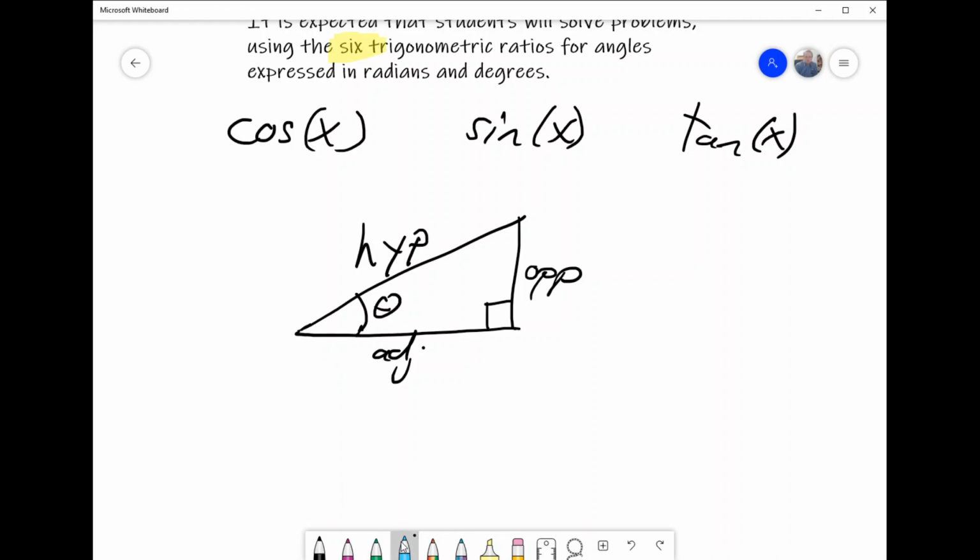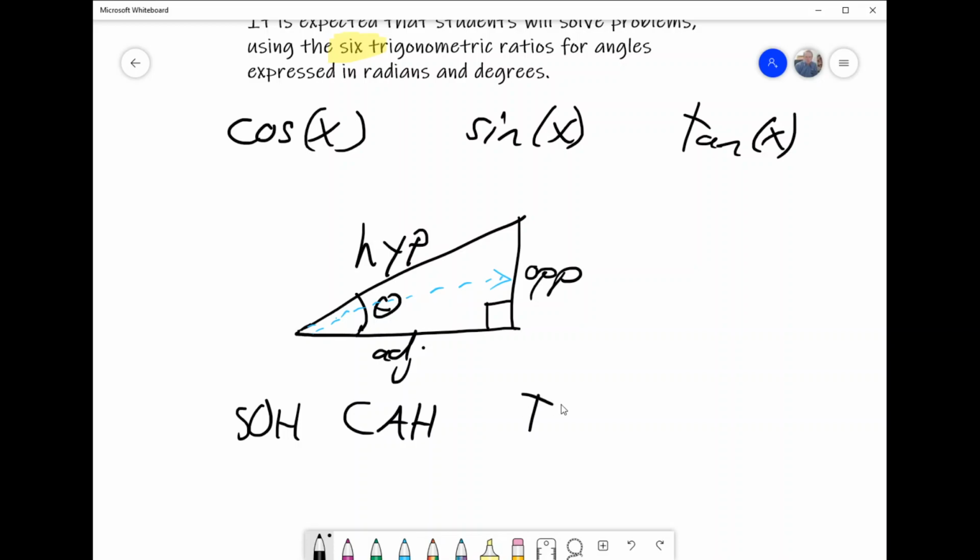And then the opposite side is the one that does not make contact with the angle arc. That's the one way out here on the other side of the triangle. And all of our ratios are done in relation to this.